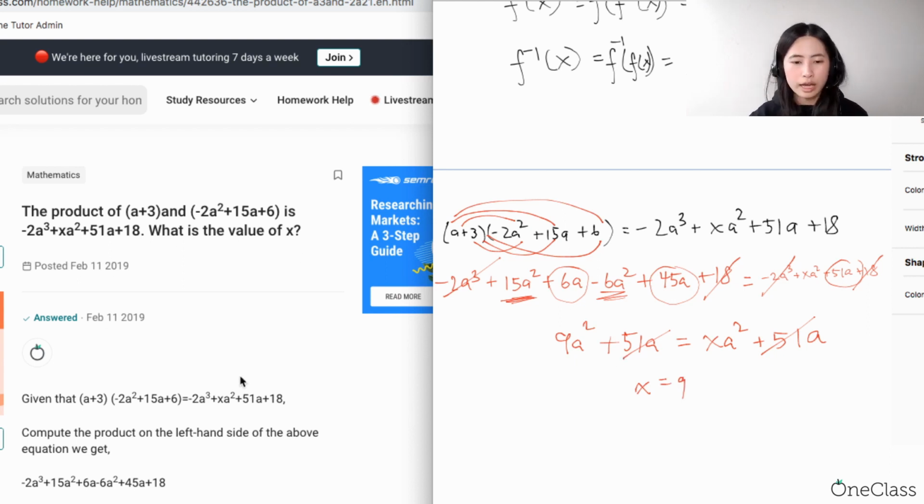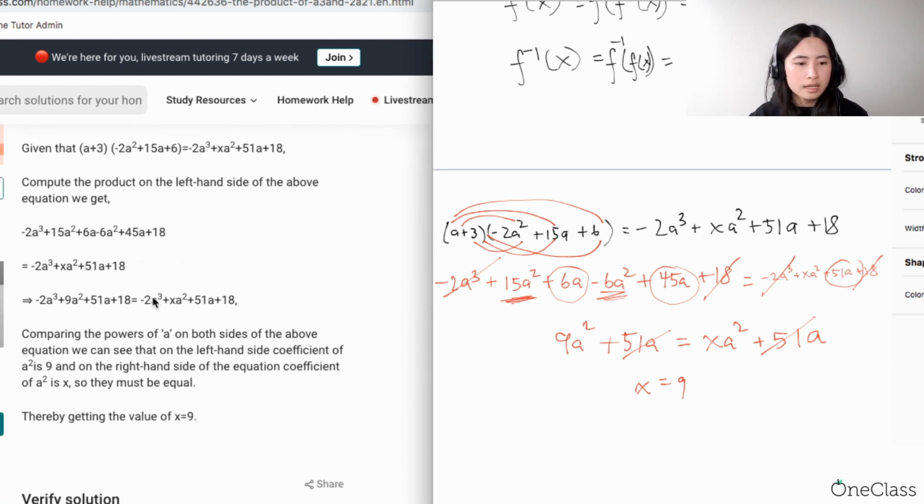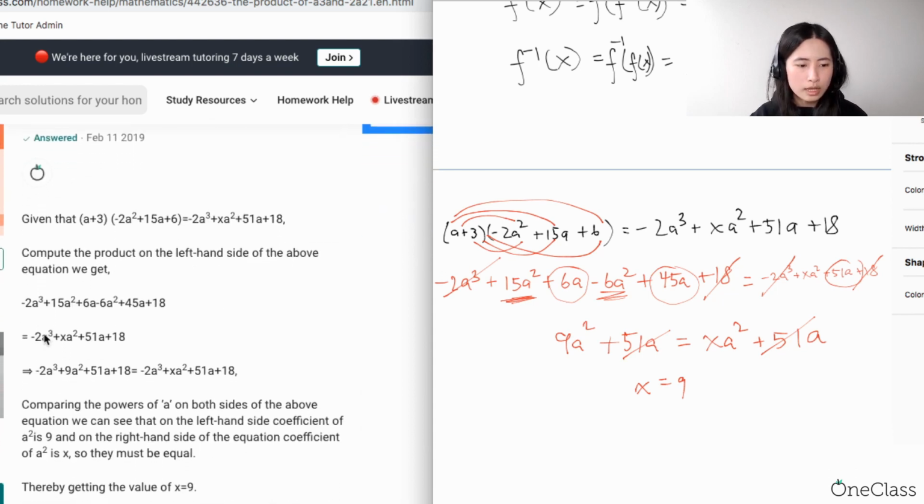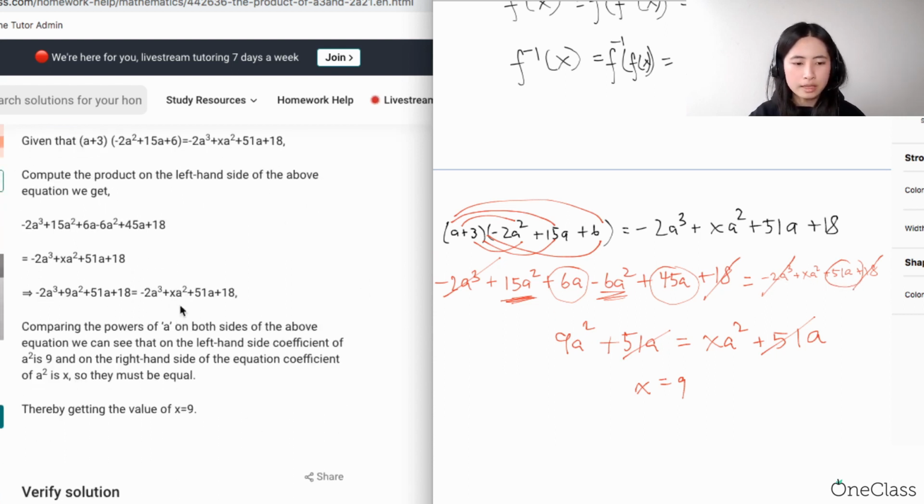And let's take a look at what they did. Okay, so they expanded. You have negative 2a cubed, right? So that's on the left-hand side, plus 15a squared, plus 6a minus 6a squared, plus 45a plus 18. This is absolutely right. And then the right-hand side was basically based on the given. So that's negative 2a cubed plus xa squared plus 51a plus 18. Okay, great. So that's done. And then they simplified this, right?